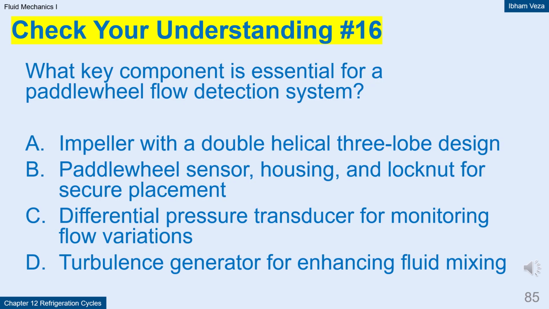Explanation. A. Incorrect, because the paddle wheel flow detection system uses a paddle wheel, not a double helical 3-lobe impeller. C. Incorrect, because a differential pressure transducer is used in other flow measurement systems, not paddle wheel systems. D. Incorrect, because a turbulence generator is unrelated to flow measurement and is not part of a paddle wheel system.